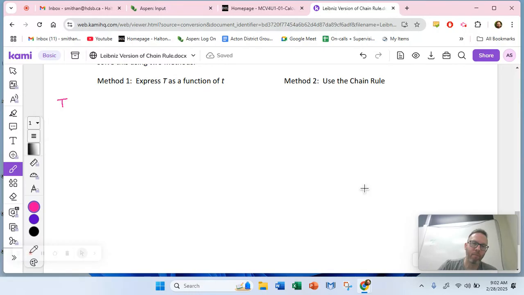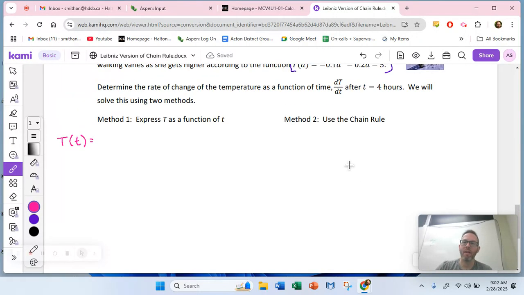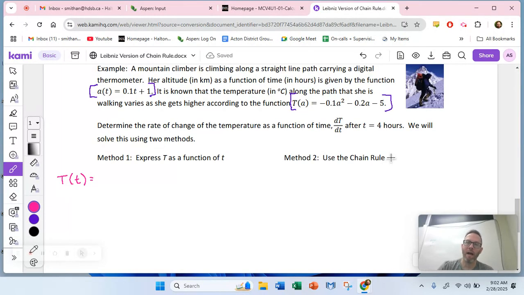So let's dive in. How do we get the temperature as a function of time? Well, we take the temperature as a function of altitude, which was negative 0.1 times a squared, but a is equal to 0.1 t plus 1, and we'll square it. Minus 0.2 times a, but a is equal to 0.1 t plus 1. And minus 5.